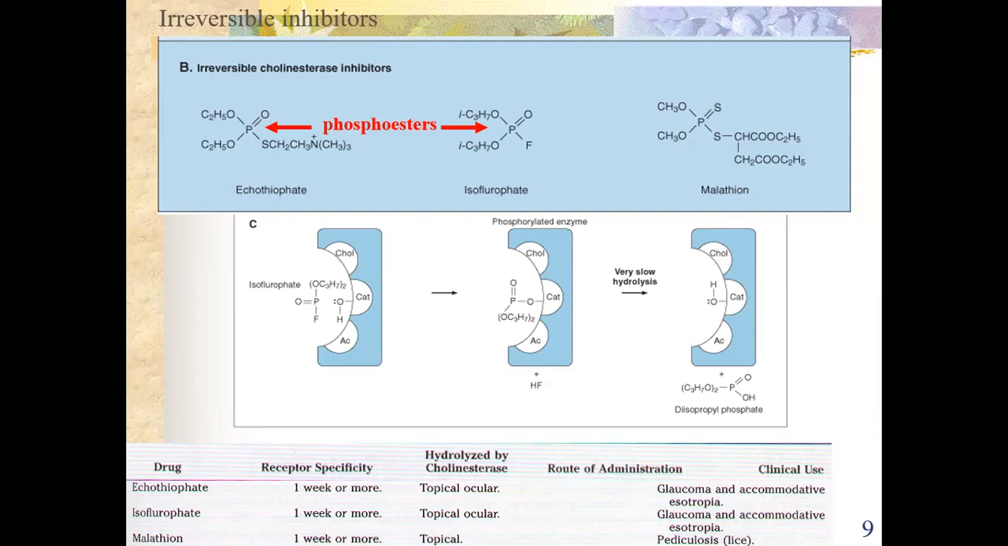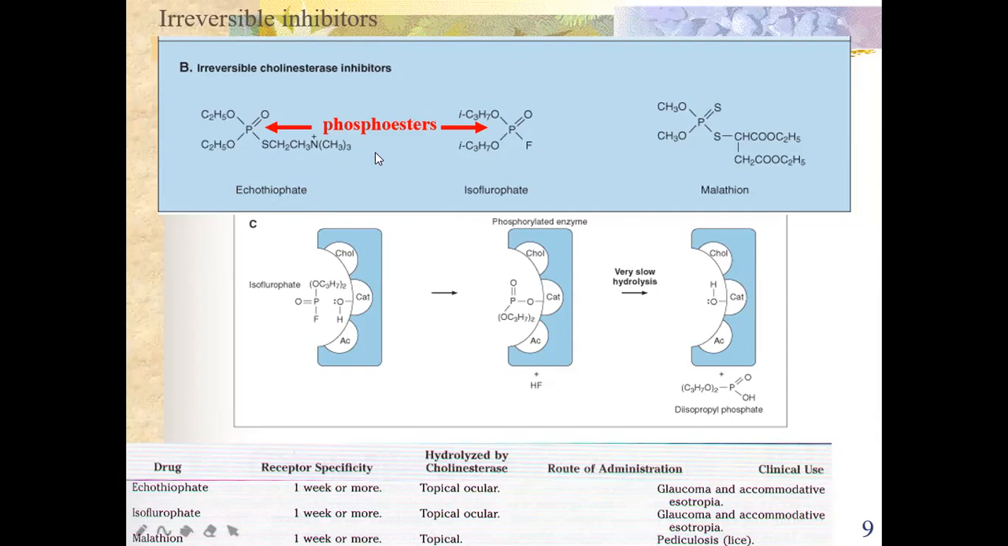Okay, so that is regarding the irreversible anticholinesterase agents. They bind obstinately with the enzyme, the binding being stable through covalent bonds, which are the strongest bonds, and they bind to the esteratic site, and the enzyme becomes totally phosphorylated. Okay, so that is the basic difference between the reversible and irreversible anticholinesterases. As I told you, the irreversible anticholinesterases include ecothiophate, isoflurophate, and malathion.